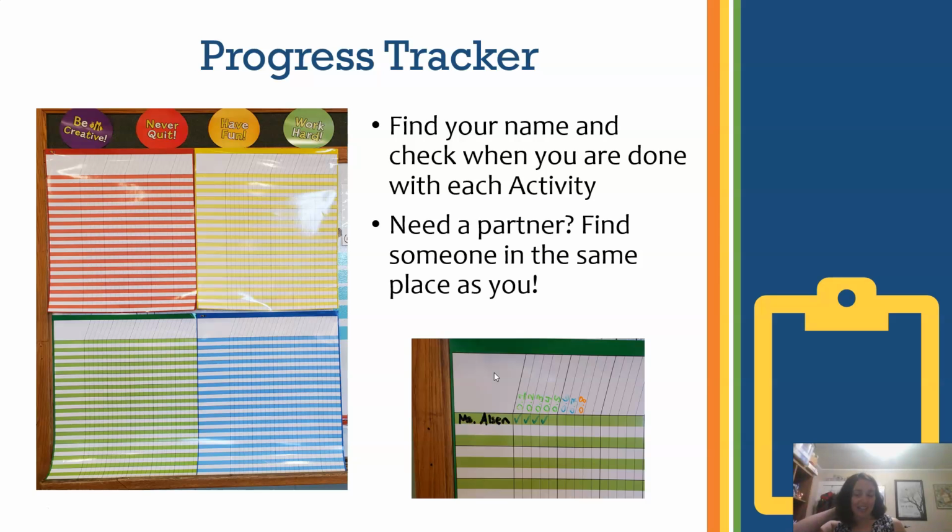One thing you'll see in our classroom is a progress tracker. Every class has a color and it will have your name on it. Make sure you find your name and put a check mark when you are done with each activity. If there's an activity that says find a partner, you can use the progress tracker to find someone else who's on the same activity as you, or at least is far enough ahead that they can complete the activity with you.